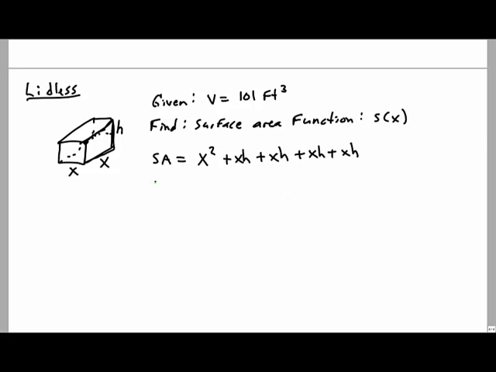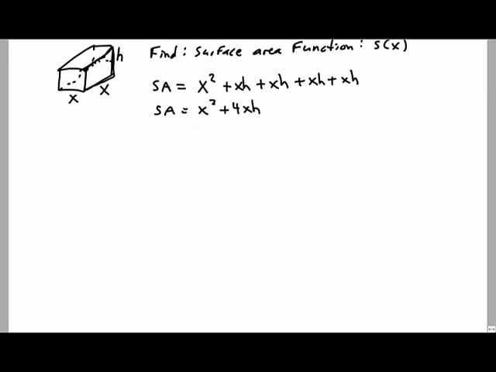Now when we're working with this, we can definitely simplify this quite a bit by rewriting this as x squared plus 4 of these xh's. But remember, I wanted to write this in terms of s of x. So in terms of s of x, that means I need the h to go away. So I want to know, what does h equal?